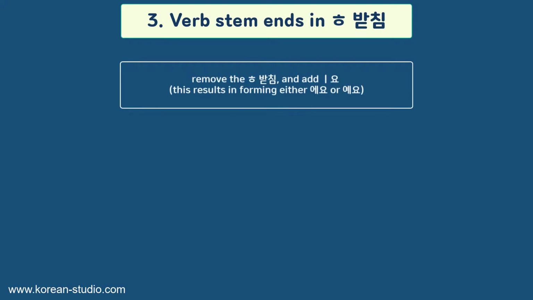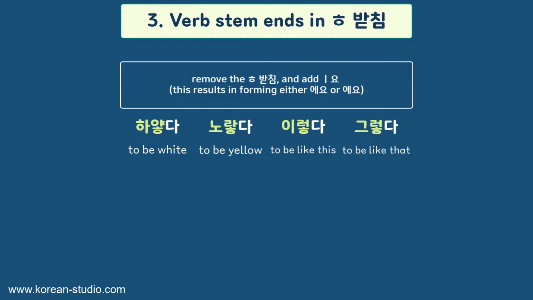And when verb stems end in 히읗 받침, we remove the 히읗 받침 and add 이요. And this can result in forming either 에요 or 예요, depending on the vowel used in the verb stem. Now, only descriptive verbs end in 히읗 받침. And these include color-related verbs like 하얗다, to be white, and 노랗다, to be yellow. And there are also certain descriptive verbs that describe how something is, such as 이렇다, to be like this, and 그렇다, to be like that.